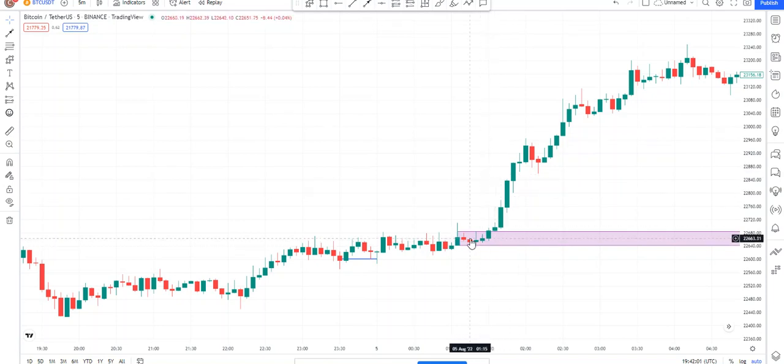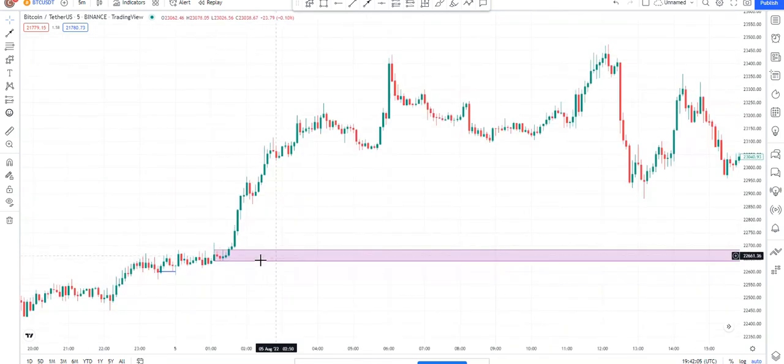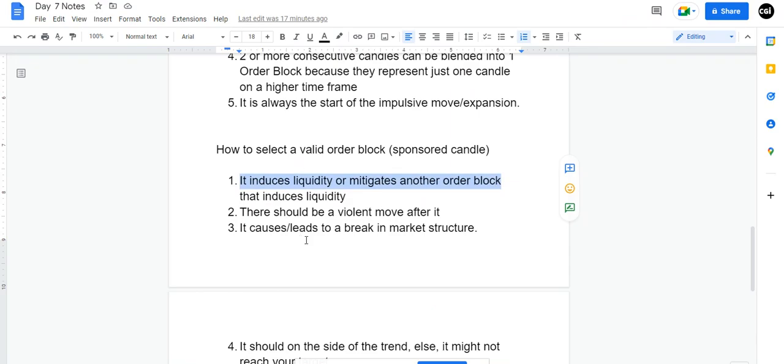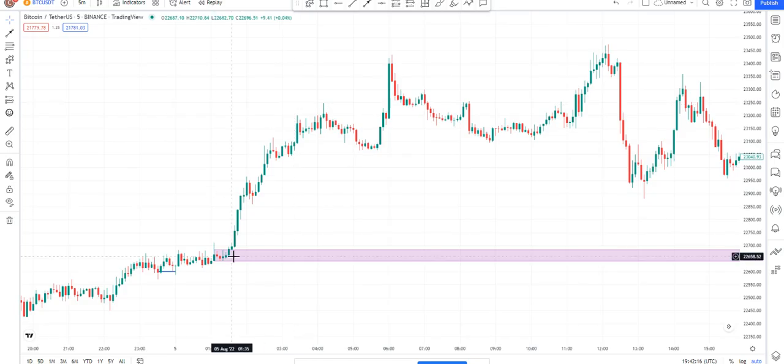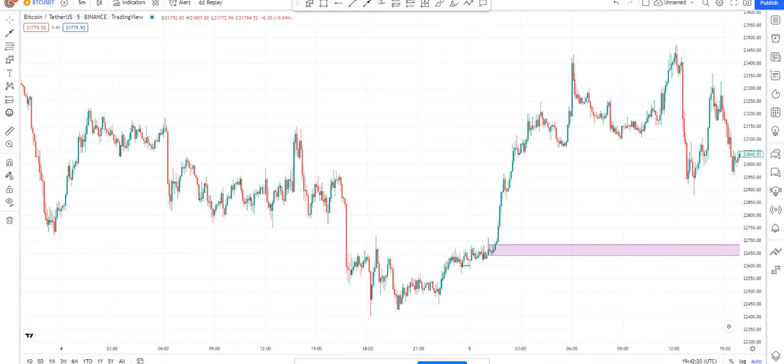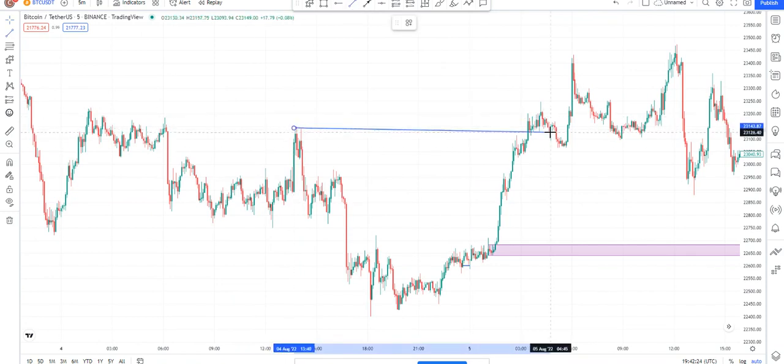After that candle, we had a violent move, very, very violent. And the third rule is that it causes or leads to a break in market structure. Since we're in an uptrend, this candle should form a higher high. You can see that it formed a higher high. It breaks market structure.